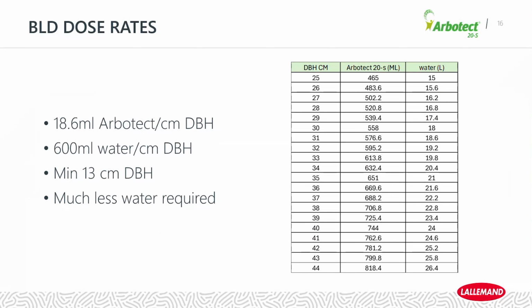And while I'm not going to go into how to do the actual injections at this time, as that's part of our product and application training specific for customers, I wanted to show you a snapshot of the dose rate table. So for anyone who is familiar with the product for Dutch elm disease, you'll see that significantly less water is required for these injections on beech for beech leaf disease. And that typically allows for faster uptake when you are treating beech. And additionally, the minimum diameter permitted for treatment according to the emergency use label is 13 centimeters DBH.